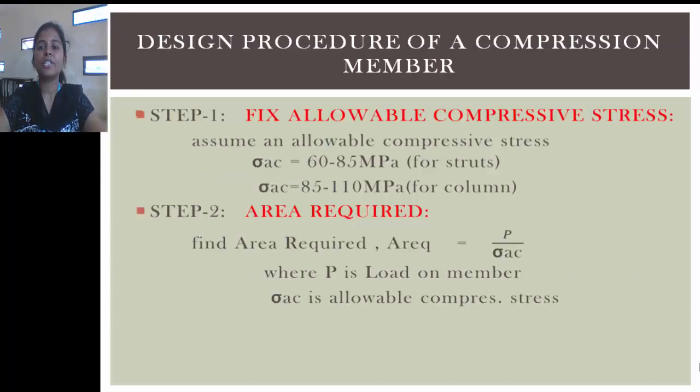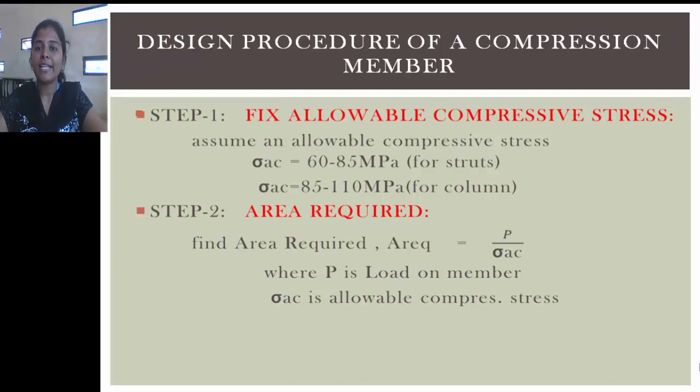And here is the design procedure of a compression member. So what is the first step to be done? We have to fix the allowable compressive stress. The allowable compressive stress sigma AC is 60 to 85 megapascal in the case of struts, and it is 85 to 110 megapascal in the case of columns.